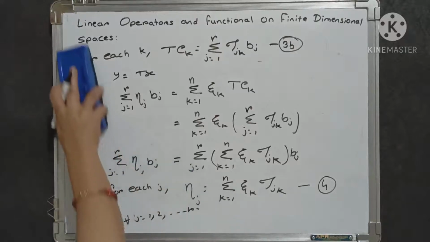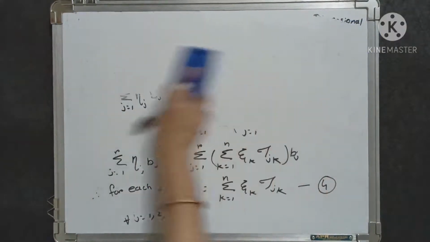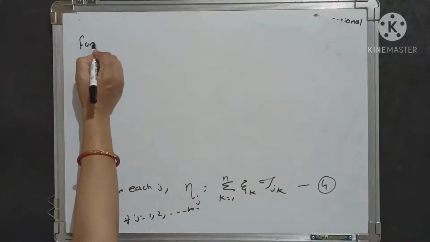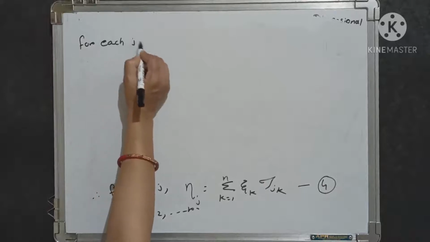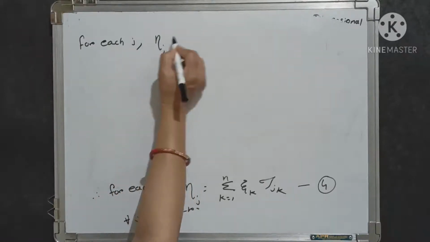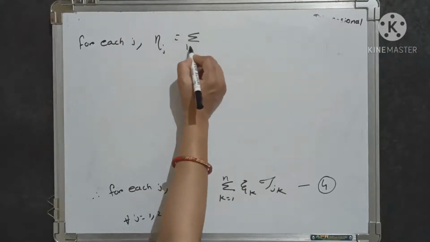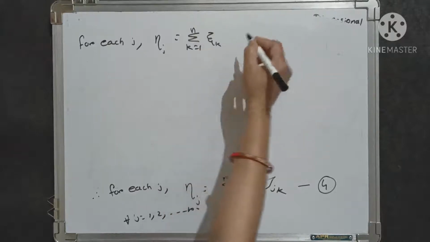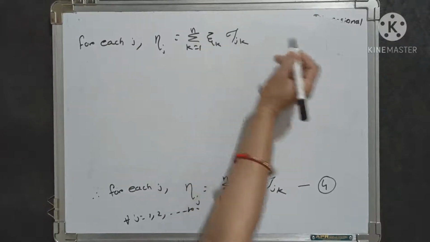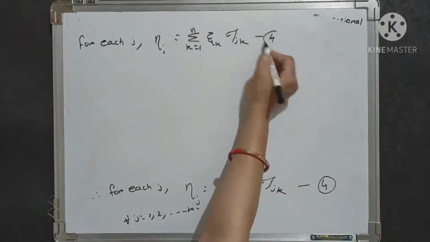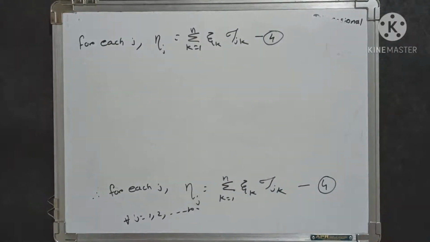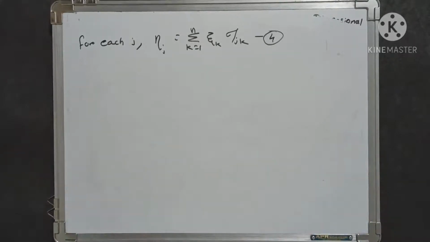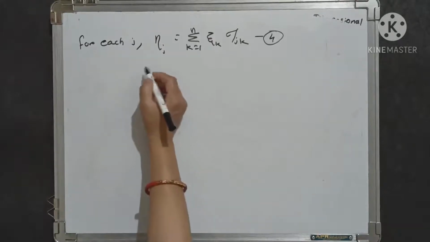Now we write down this equation again. For each j, eta j equals summation over k of xi k into tau jk. This is our equation number 4. Now, as this equation is true for every j from 1 to r, we put in the values of j and see what happens.